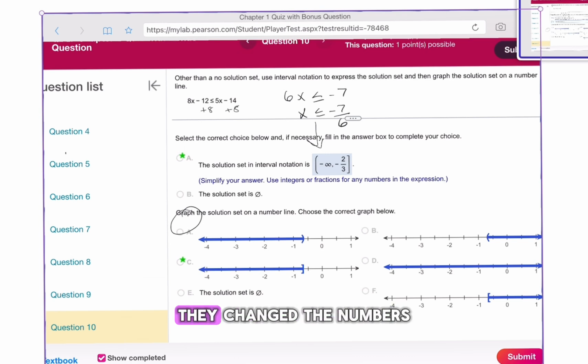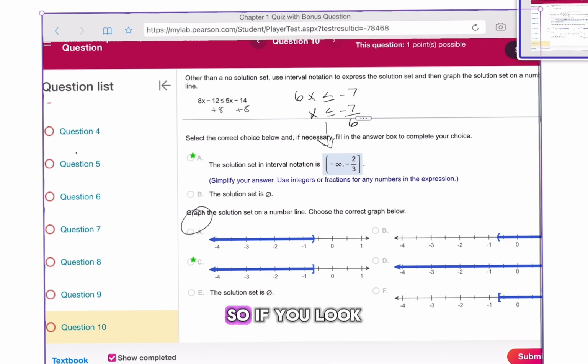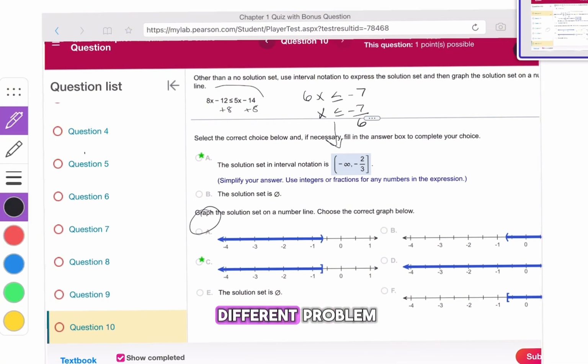Wait, where did they? Oh, they changed the numbers. I'm about to say my numbers are way off. No, they changed the numbers up here. So if you look up here, this is a different problem. Okay, so hopefully this helps.